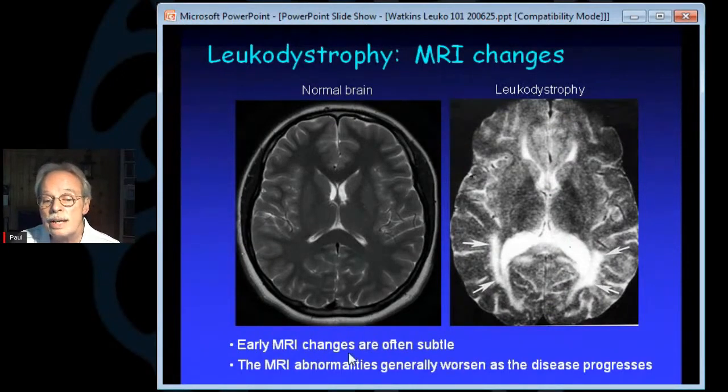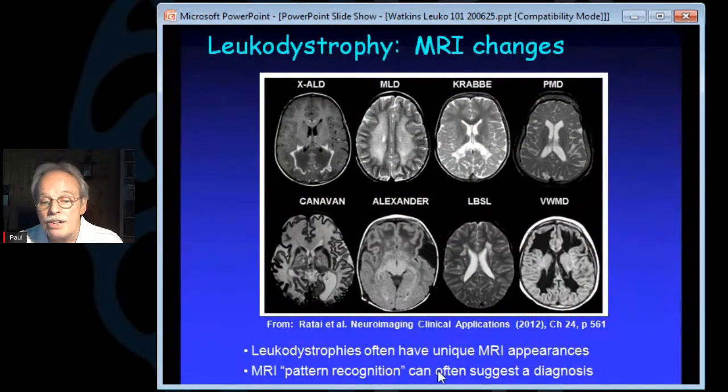Keep in mind that early MRI changes are often very subtle. And of course, like the progression of the disease, the MRI abnormalities generally worsen as the disease progresses. Patterns: leukodystrophies often have unique MRI appearances, and pattern recognition can often suggest a diagnosis. There are clearly differences in the appearance of XALD and Krabbe and LBSL, and these are a couple of other examples just to show that the pattern can sometimes help the neurologist in making a diagnosis.